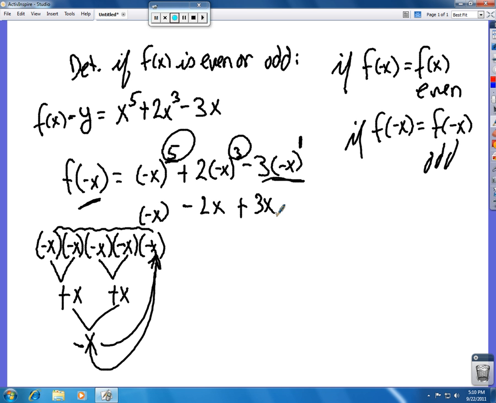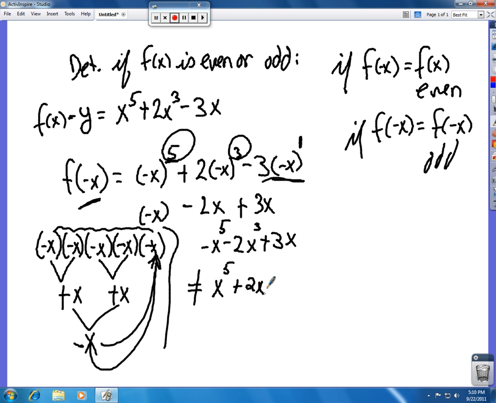So let's write it out one time here. We've got negative x to the 5th minus 2x cubed plus 3x. And we can definitely see that this is not equal to f of x, which is the original function. All the signs have been reversed. So in fact, this function is going to be odd.